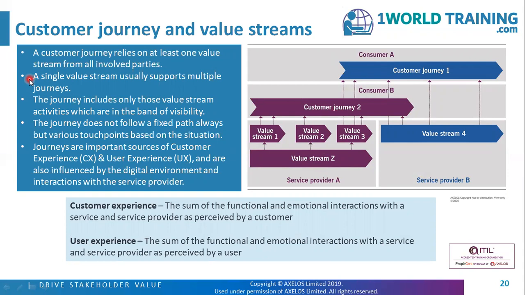For example, a new service release is a single value stream. However, it can support two journeys of the customer. Initially, the requirements gathering journey, and afterwards, the acceptance testing journey. Both are separate journeys, but still part of the same value stream for the new service release.